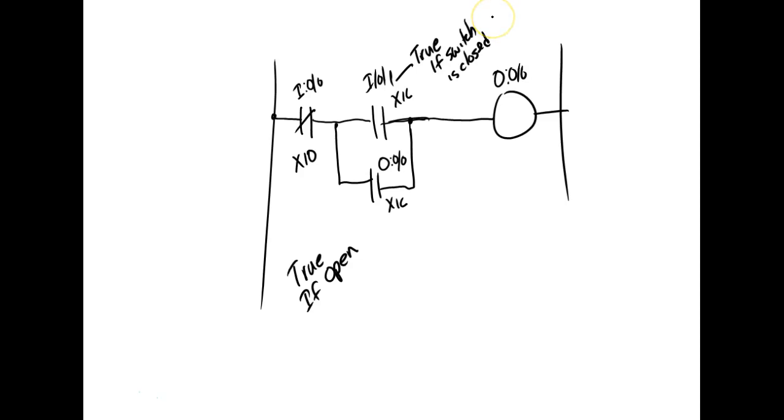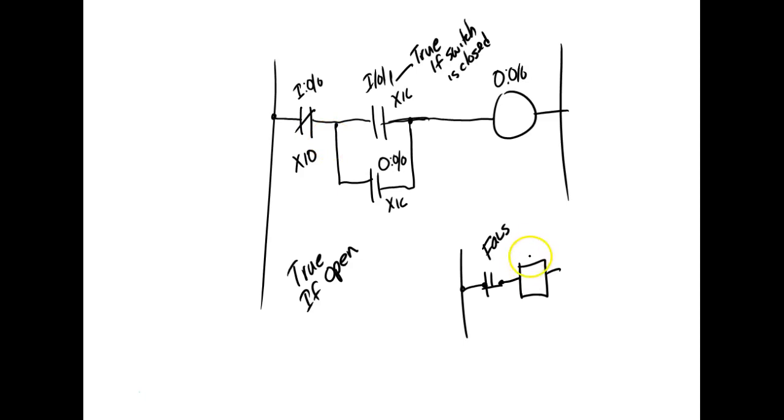Okay. So that means if I use a normally closed push button right here, and I wire it to my PLC, this input is going to be false, which means I couldn't complete this circuit for my motor, right? You understand that? Yes or no? Okay.